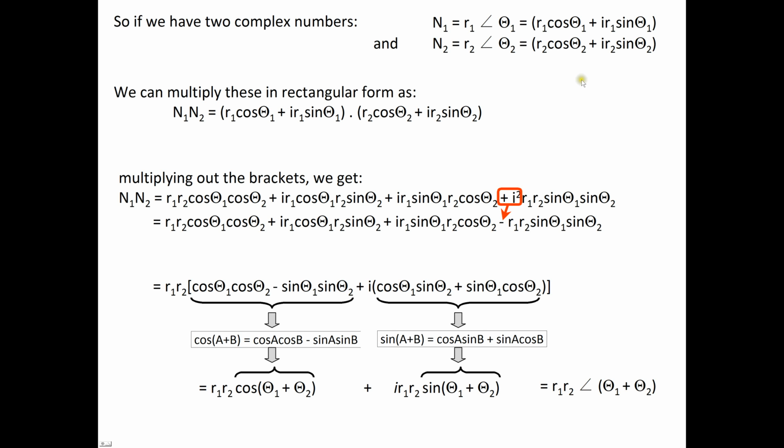You see, we've got the same terminology that we have here. We've got an r term multiplied by a cos of an angle plus I r2 times sine of an angle, and the angle is just the sum of the two individual angles. So that's proved the formula that we looked at in the previous slide.